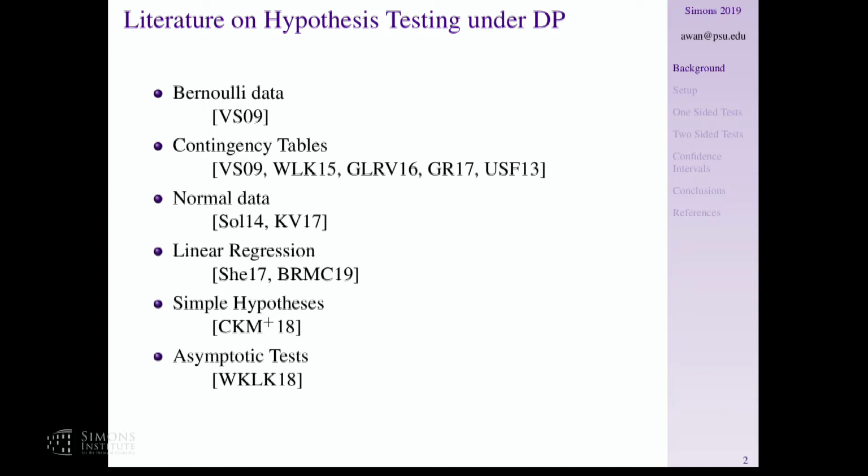But there have been lots of other hypothesis testing works on different types of data, such as contingency tables, normal data, linear regression. Recently, there's been a really interesting paper by Kanan et al. on simple hypotheses, which we'll hear about in just a moment. And then there's also been some interesting work on asymptotic tests by Wang et al.